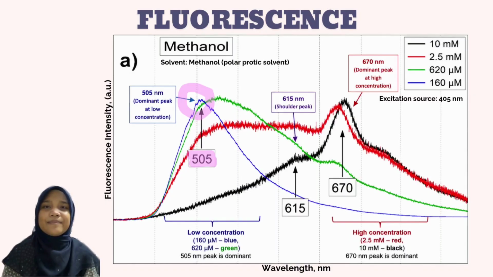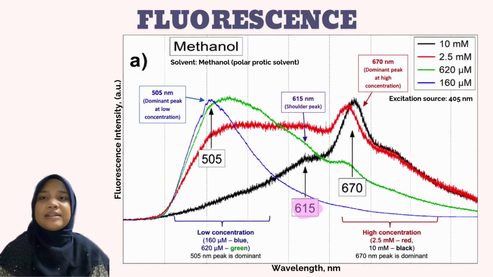The emission peak at 615 nanometers is known as a shoulder peak. It is not the main fluorescence peak but appears between the peaks at 505 nanometer and 670 nanometer. This shoulder peak becomes more noticeable at higher concentrations and suggests the presence of an intermediate fluorescence state. It indicates that the fluorescence behavior of quercetin is gradually changing as the molecular interactions become stronger.